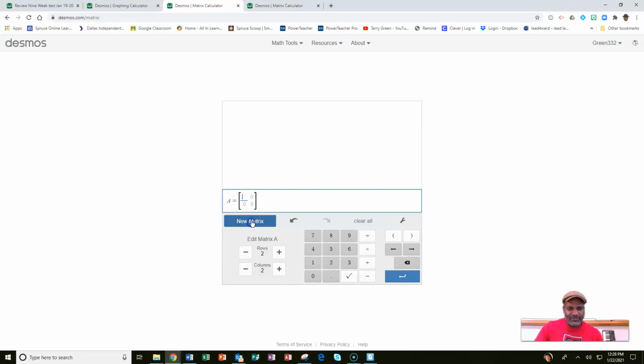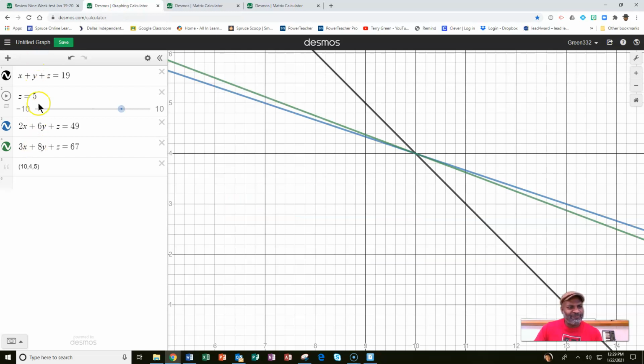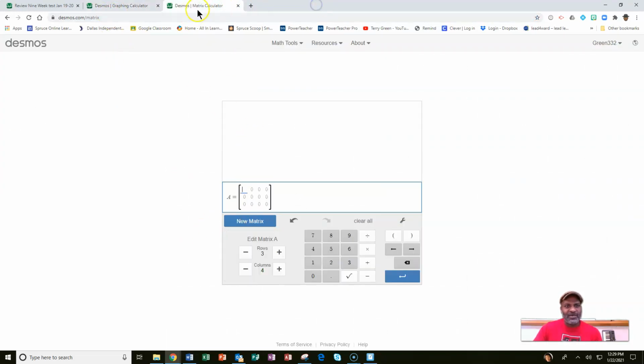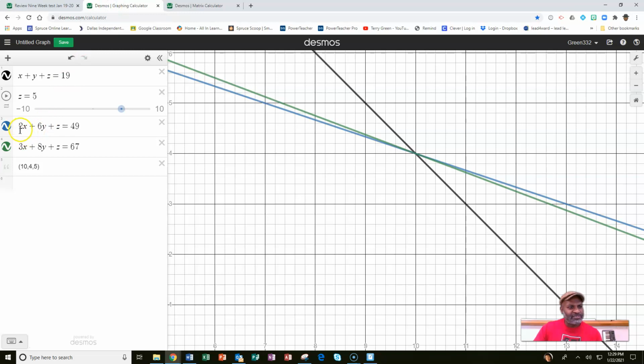First of all, I need a new matrix, and it needs to be a 3 by 4. I need 3 rows and 4 columns. And what you're going to do is use just the coefficients. So x plus y plus z equals 19 is going to be 1, 1, 1, 19. I want you to see it from scratch though. 1, 1, 1, 19. The second equation, which I'll show here, is 2, 6, 1, 49.